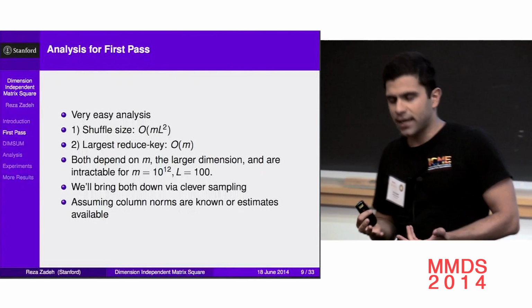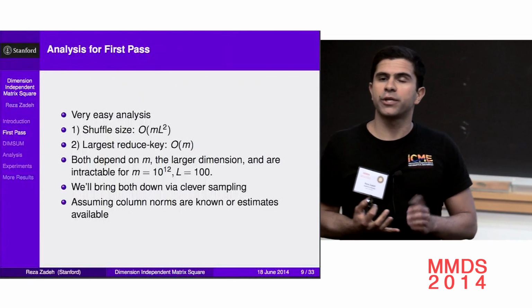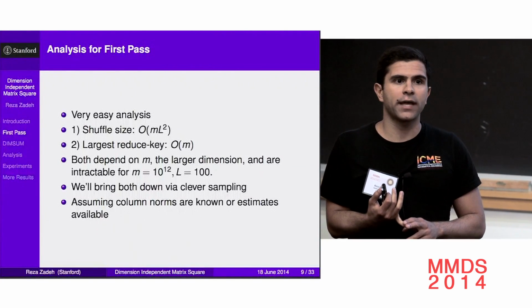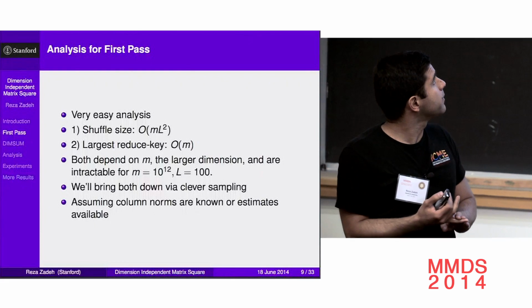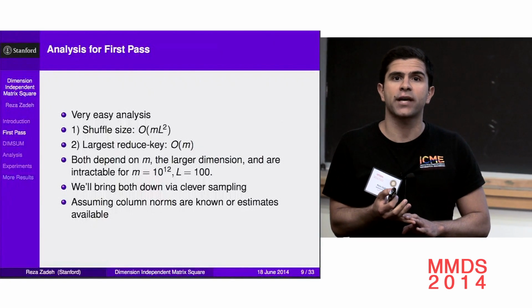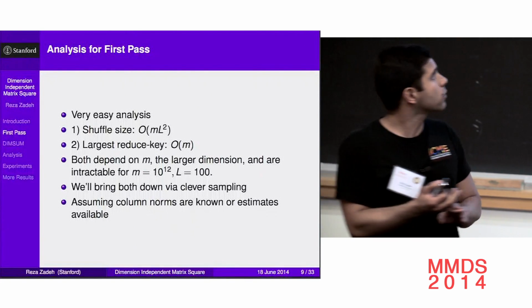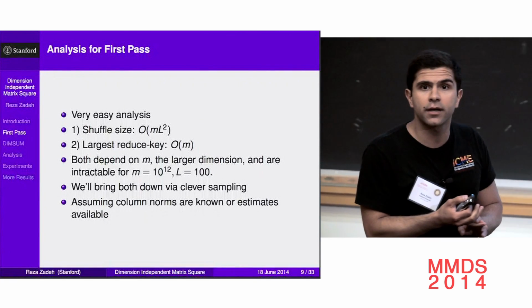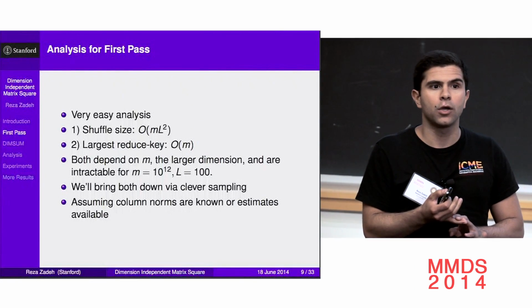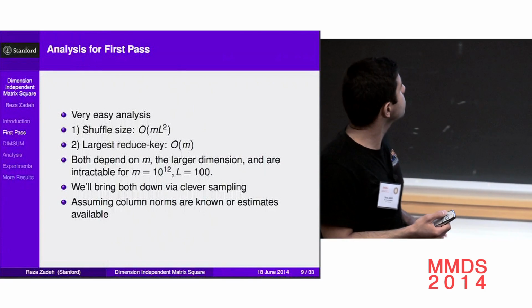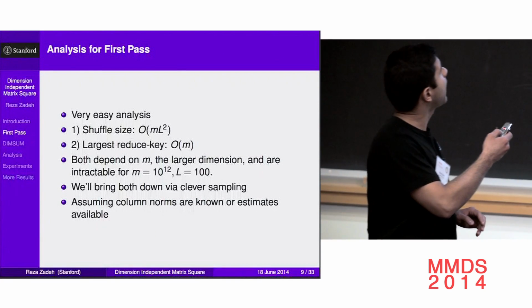First of all, you have to analyze the cost of communication between machines. And in the MapReduce world, that's made rigorous by looking at the shuffle size, which is the total amount of stuff, the total number of key-value pairs that the mappers output. So in this case, what is that? Well, it's going to be O of m L squared.